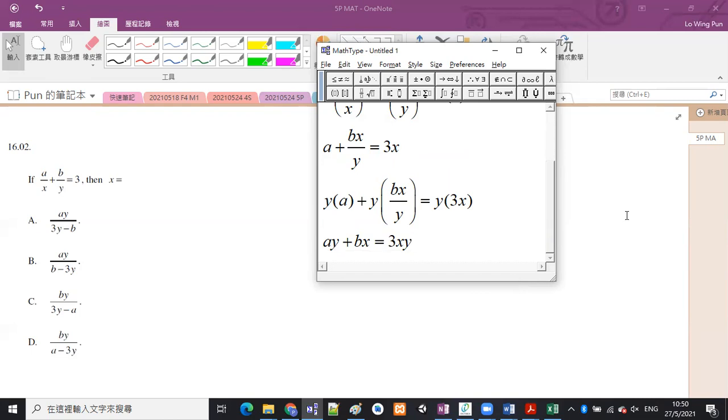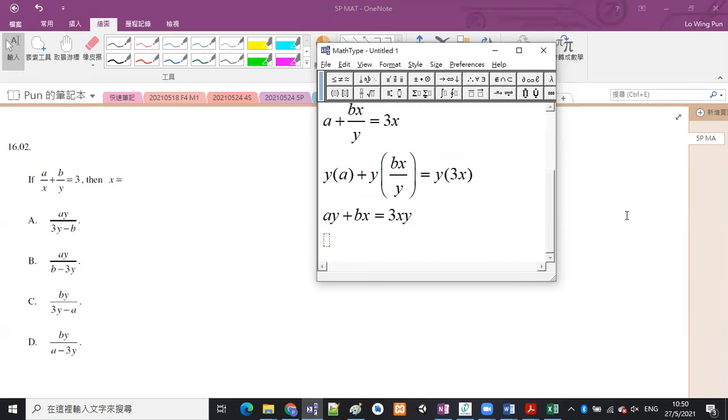Now, I need to change the subject to x. So I need to separate the terms with x and the terms without x. Okay, can you tell me? Shall I move the 3xy to the left or move the bx to the right? To the left. And 3xy is moved to the left. And then I need to move the ay to the right. You're suggesting this? Yeah, that is like this. bx minus 3xy is equal to what? Negative ay. Is it correct?